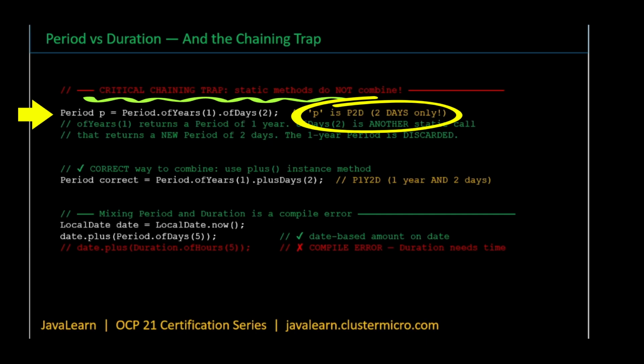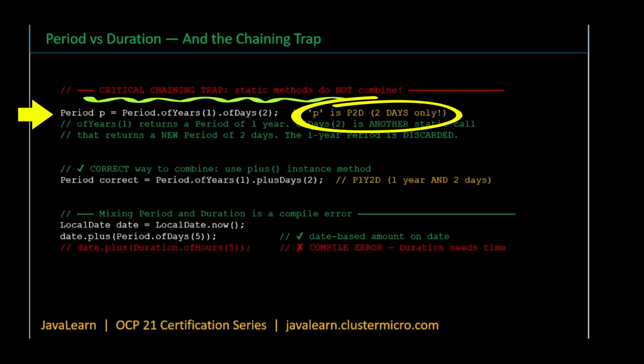In Java, static methods can be called as if on instances. The compiler allows it as syntactic sugar, but they do not operate on the instance. They operate on the class. So period object.ofDays(2) is identical to Period.ofDays(2).